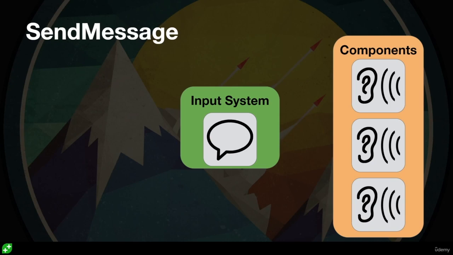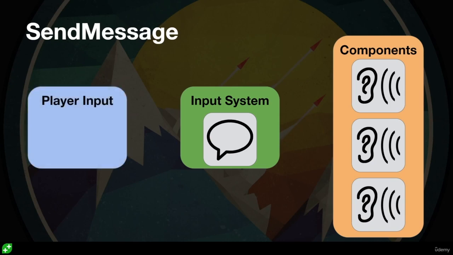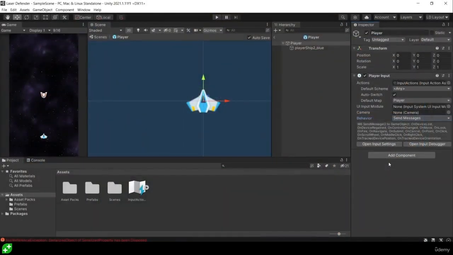So the general chain of command will be that the player presses a button on their keyboard. Imagine they press the W on their keyboard. This is then registered as being the move action from the input system. And the input system will send the message to all the attached components that onMove has happened. So to intercept those messages, we're going to need a new script.